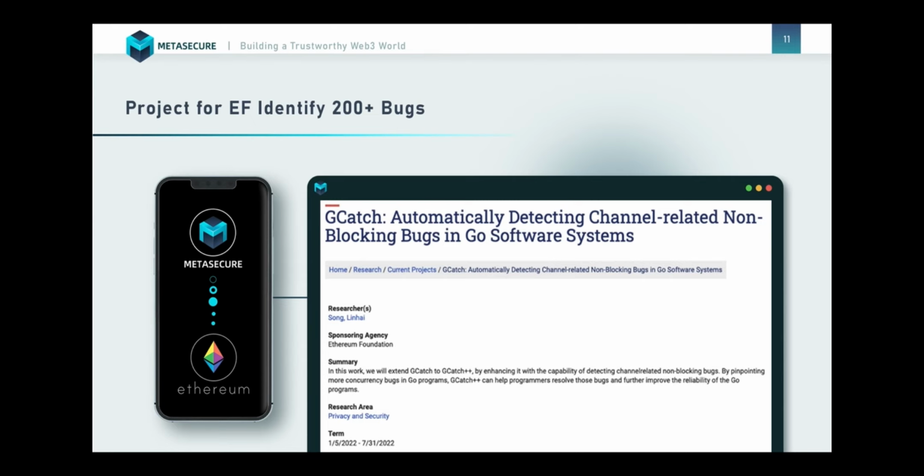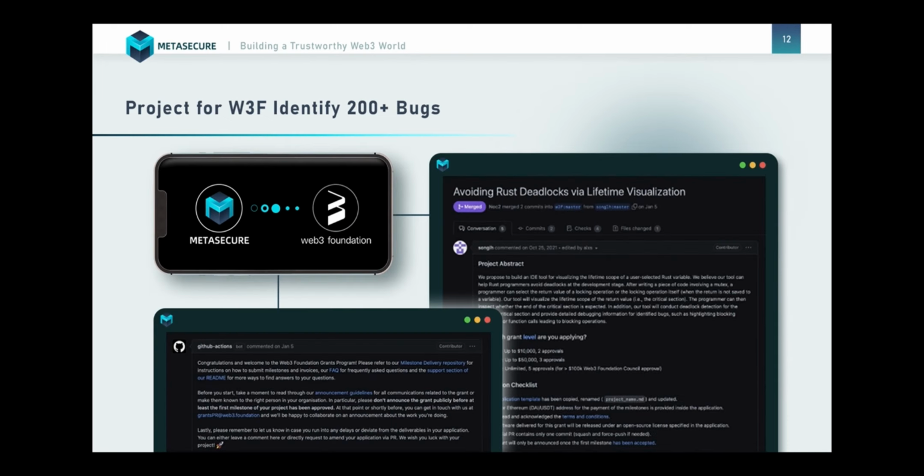Scientists from our group build tools that identify critical issues and bugs for various types of infrastructure. The Ethereum Foundation gave us some grants previously, and we helped them identify hundreds of bugs. The Web3 Foundation also gave us some grants. We focus on the most popular infrastructure languages, like Rust and Go, providing security vetting tooling to help identify critical issues and bugs.